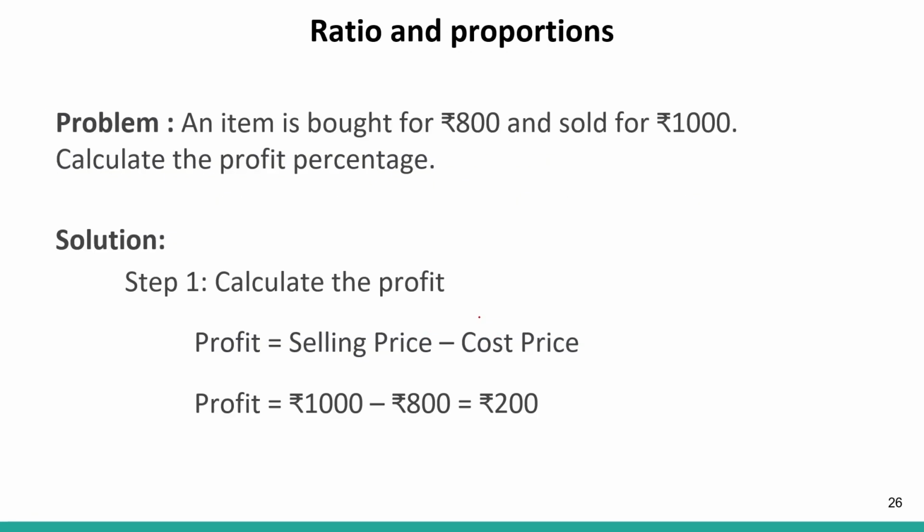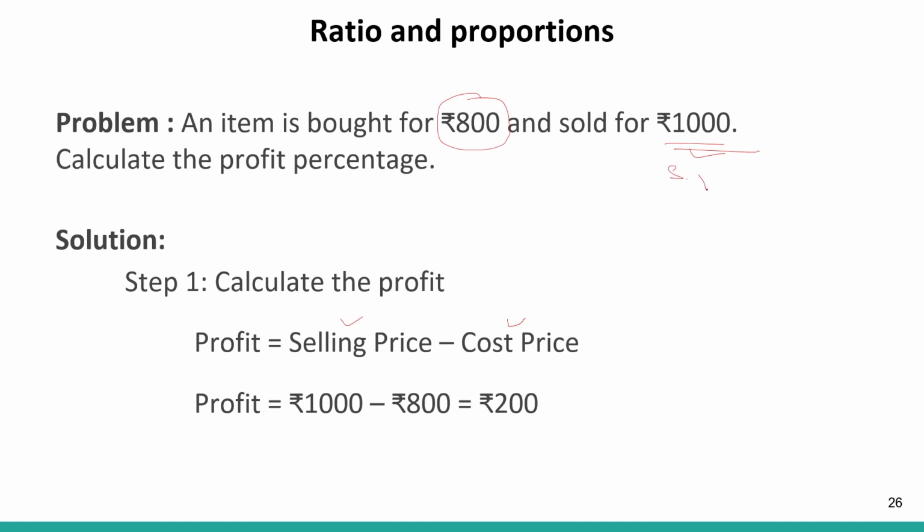So an item is bought for 800 rupees and sold for 1000 rupees. So calculate the profit percentage. In order to calculate the profit percentage, you need to calculate the profit first. So how much is the profit? Profit is selling price minus cost price. So selling price in this case is 1000 rupees.